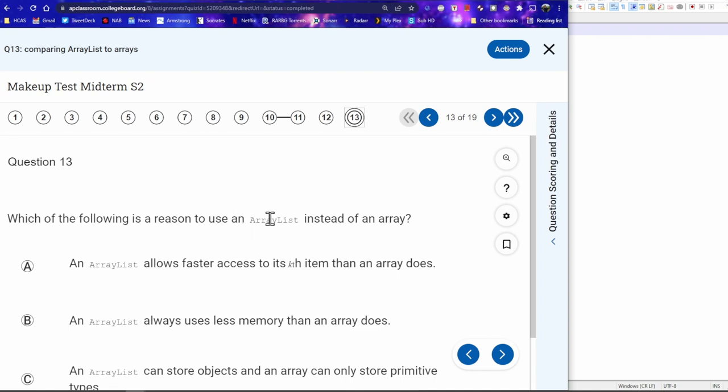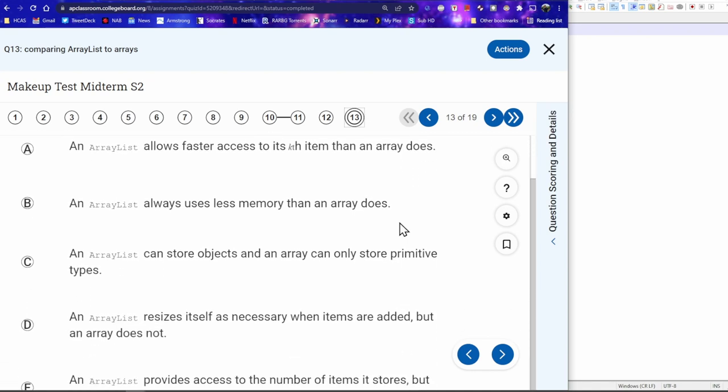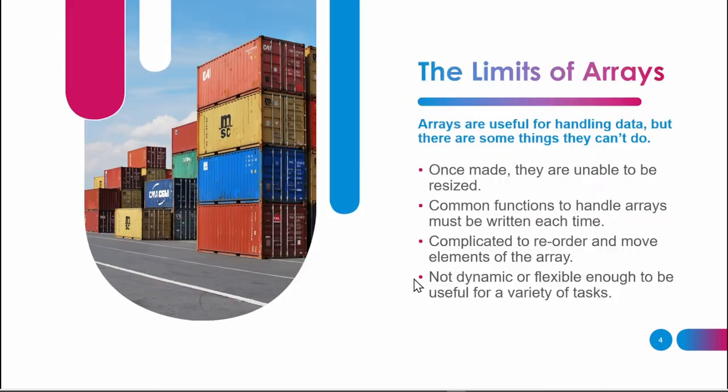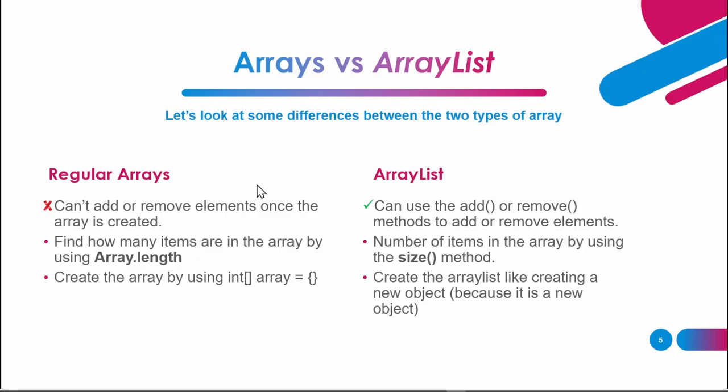Which of the following is the reason to use an array list instead of an array? Alright, so we've got a number of benefits. I'll bring them up here. Got some benefits to ArrayList. Well, you can't resize arrays. You have to keep writing these common functions, which are kind of annoying. Complicated to reorder and move. Not dynamic or flexible. So not that versatile, right? So these are the comparisons.